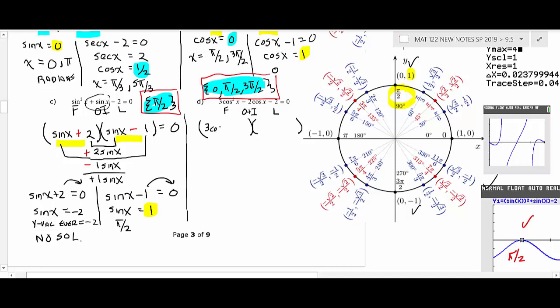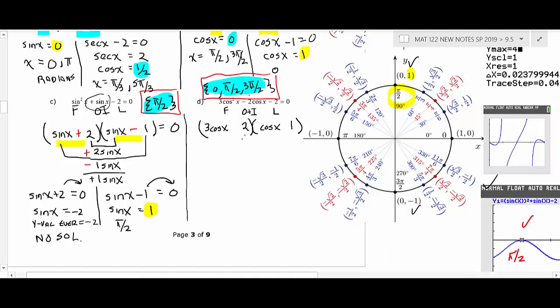So the only possibility is 3 cosine x times cosine x. Can't be anything else. The other possibility for the last term is 2 and 1. So you're either going to go 2 and 1 or backwards. Let's try 2 and 1 that way and see if it works.